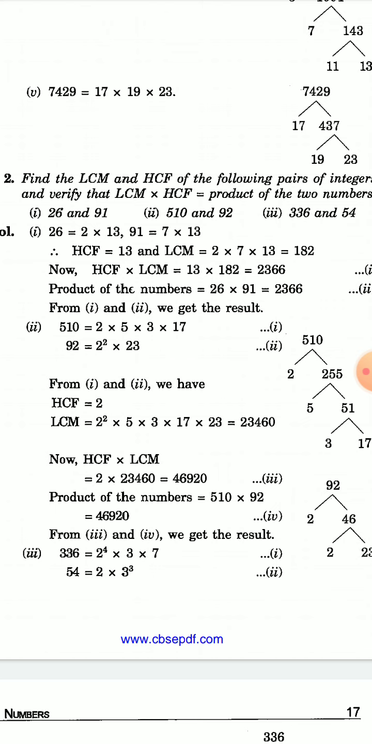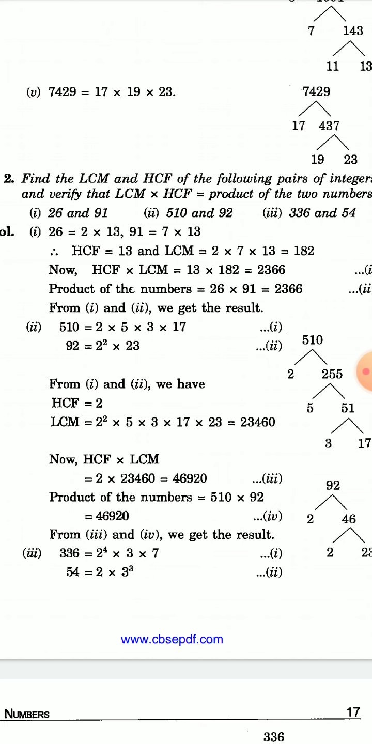For finding the LCM, 2 and 2 square is common in both. So we have to write that factor which has the greater power. If you look at 2 and 2 square, the greater power is square. So we will take 2 square and we have to include all the remaining numbers. The remaining numbers are 5, 3, 17, 23. So the LCM is 23460.